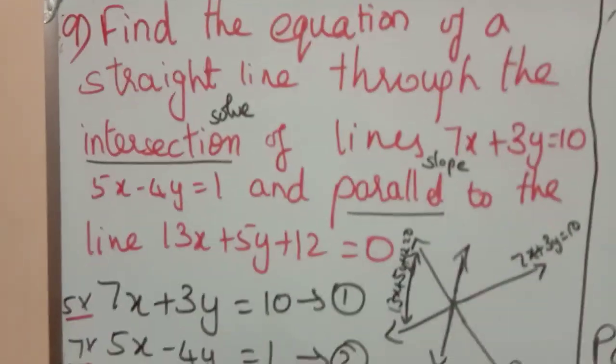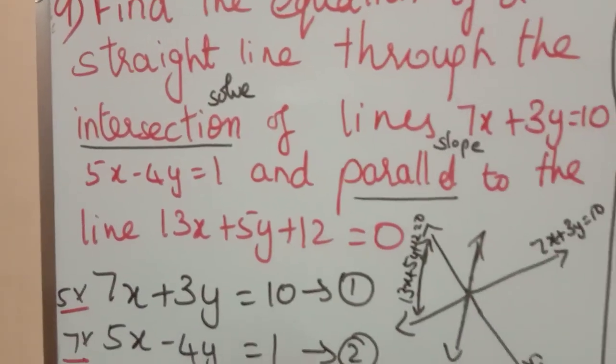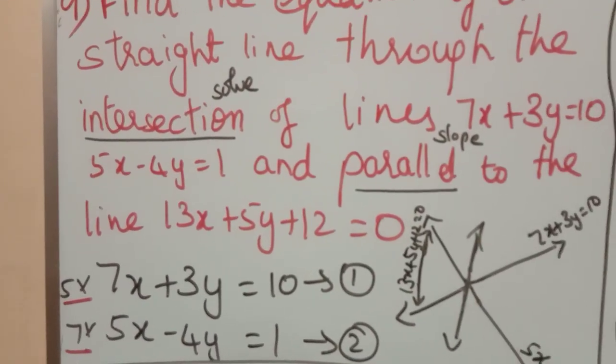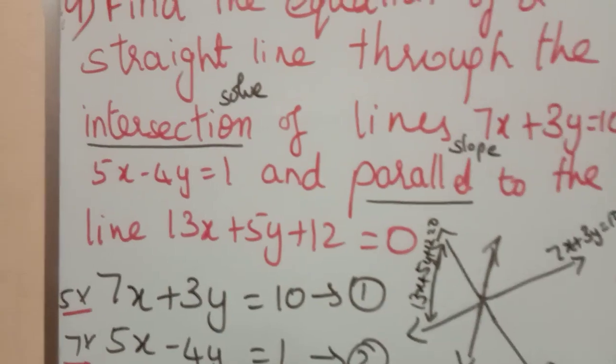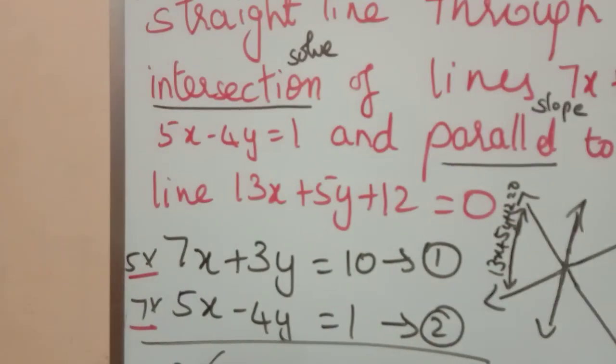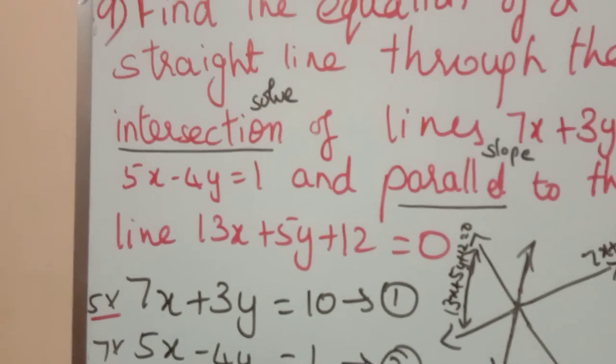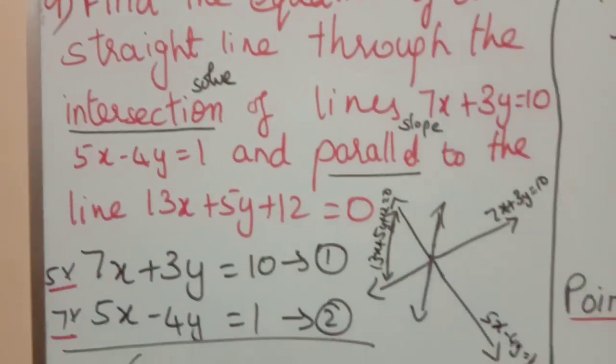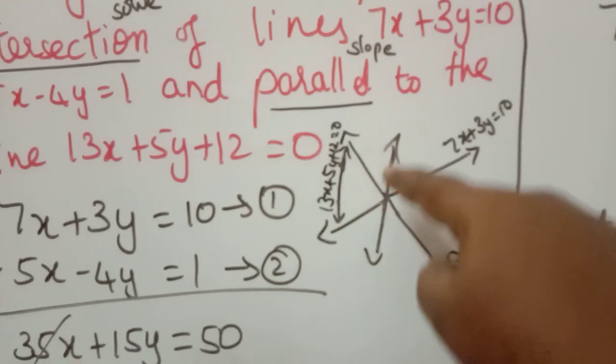Question number 9. Find the equation of a straight line through the intersection of the lines 7x plus 3y equal to 10, 5x minus 4y is equal to 1, and parallel to the line 13x plus 5y plus 12 is equal to 0. We have to find the equation of this straight line.